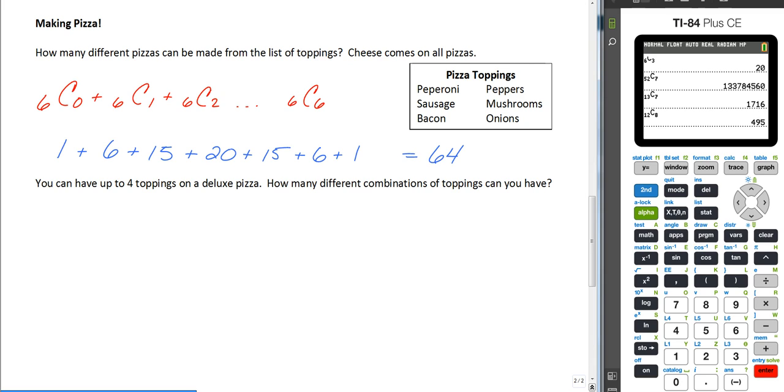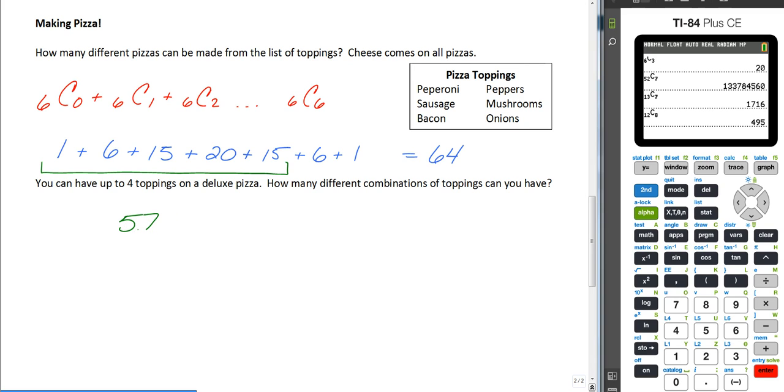So this is an example where you could add if you want to. And since we've already done all of these, 6 choose 0 all the way up to 6 choose 6, you can just say 0, 1, 2, 3, and 4, and you can just add all of those up. So if you wanted to do up to 4 toppings for a deluxe pizza, you would have a grand total of 57.